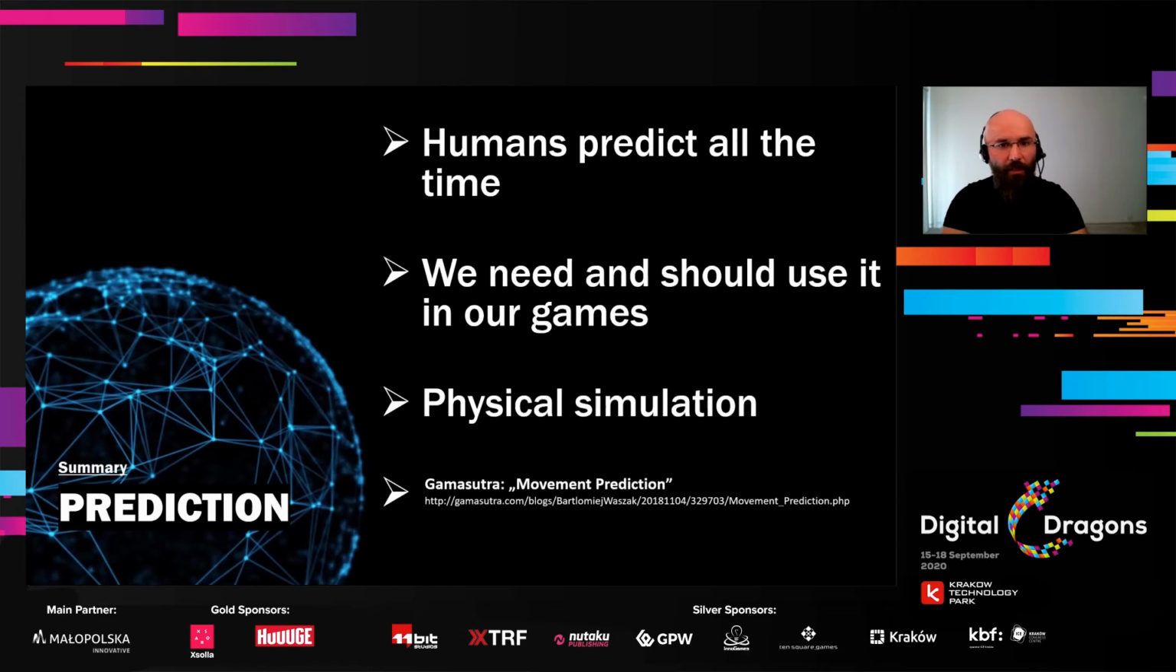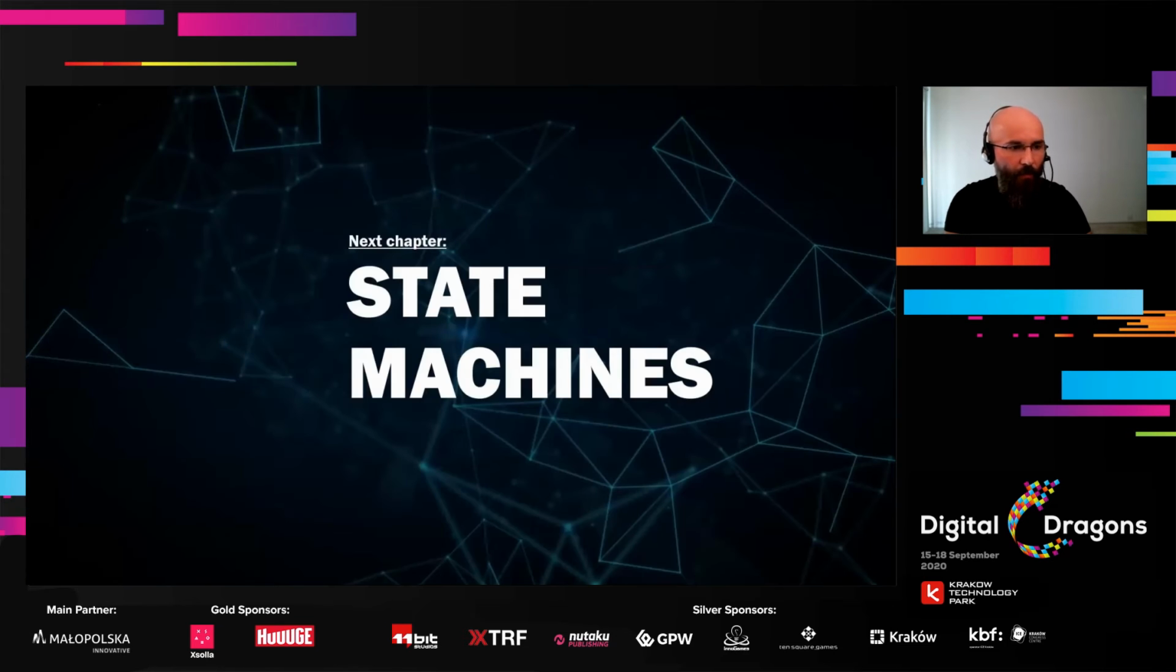And usually this kind of movement prediction requires some form of physical simulation. And if you would like to read a bit more about movement prediction and have more details, I wrote an article on Gamasutra, and here is the link. You can read further in this document. So now I'm going to switch to the next chapter, state machines.